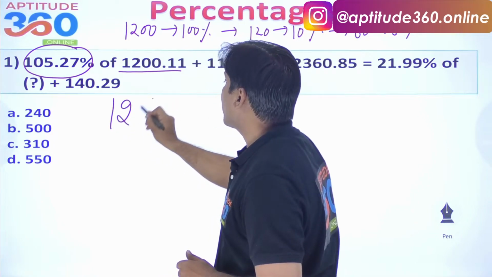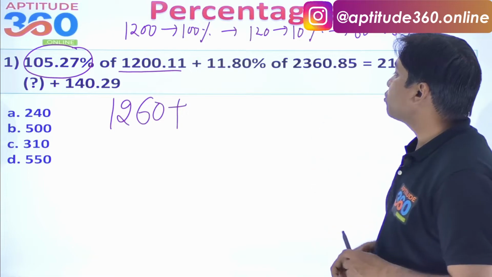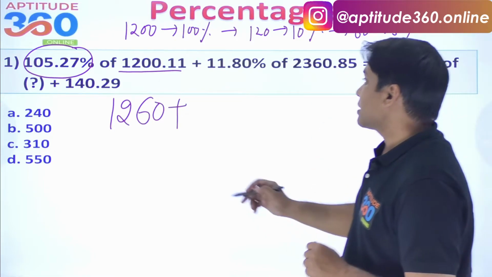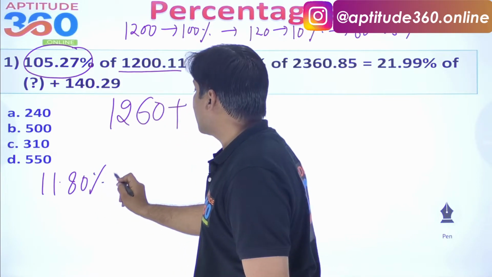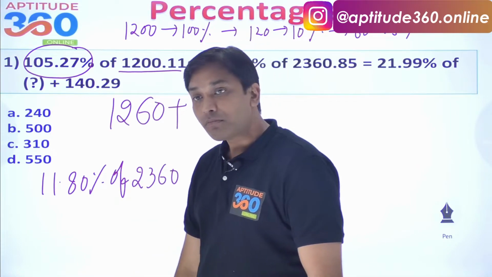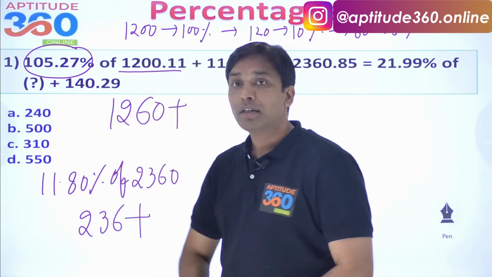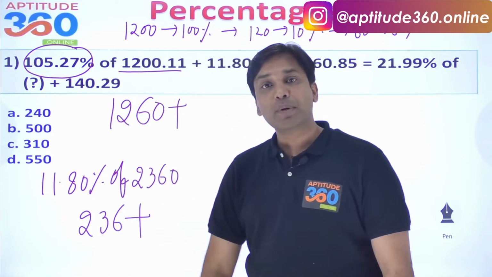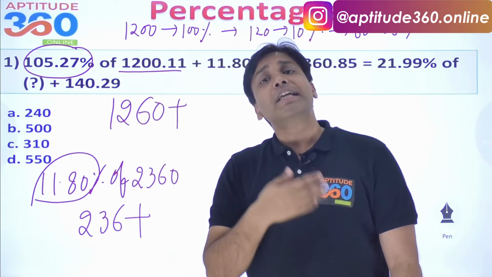So this value is 1260. Now you will have to find 11.88% of 2360. Now try to understand this. If you need to find out 11.80% of 2360, what is 10%? 10% is 236, right? 10% is discarded, and because you need to find out 11.8, let us find out 12%.